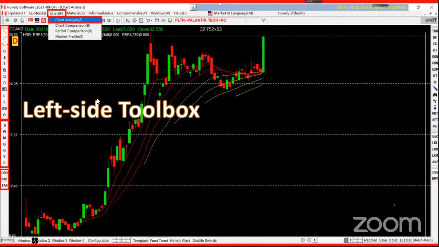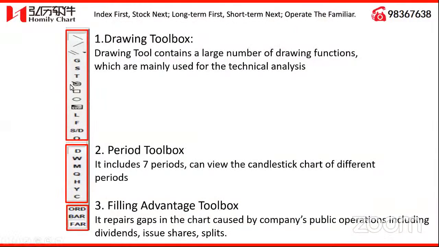All right. Okay, so in order to call out the left side toolbox, you need to go to the chat tab, and then go to chart analysis. Once you come to chart analysis, then on your left side, these are left side toolbox. So left side toolbox include drawing toolbox. So all the drawings tools are inside the toolbox. And then in the middle it is period toolbox.